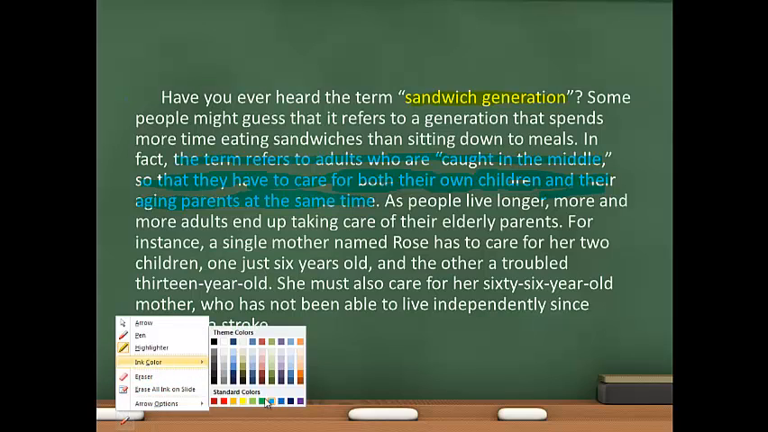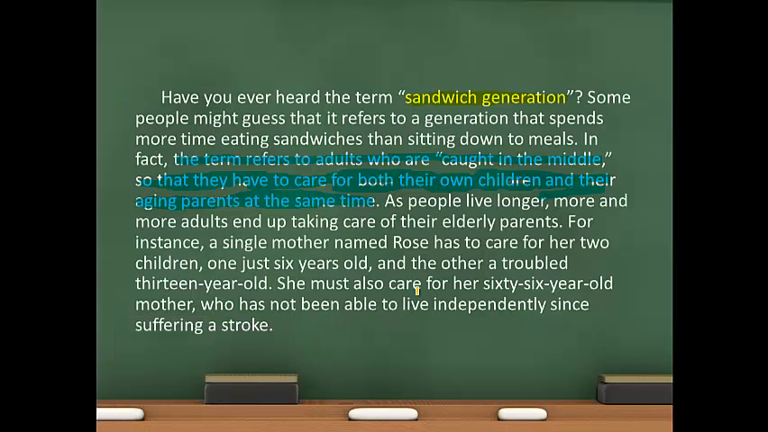Then we have one major supporting detail, and that is the story of Rose, the single mother named Rose who has to care for her 2 children, and then also she must care for her 66-year-old mother. So Rose is the one example, she's the one major supporting detail for the meaning of sandwich generation.